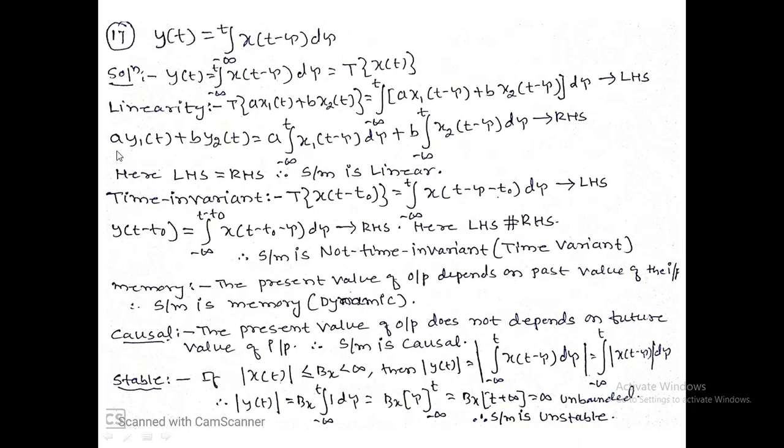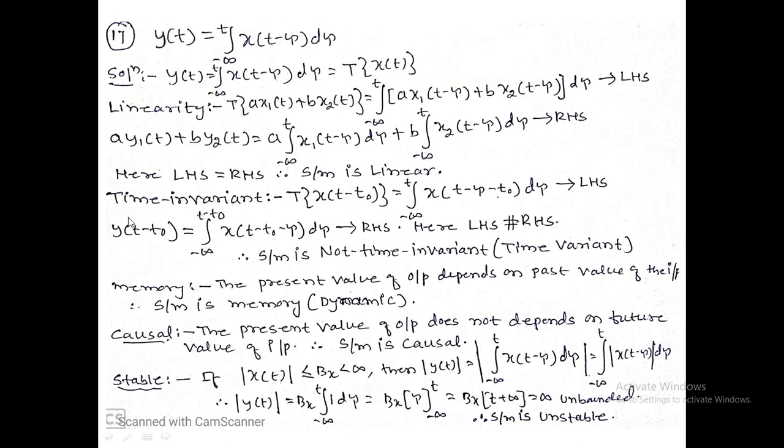Take the RHS of the linearity. a y1 of t plus b y2 of t is equal to a times y1 of t, which is here x1, plus b times y2 of t, which is here x2. That is a times the integral from minus infinity to t of x1 of (t minus tau) d tau, plus b times the integral from minus infinity to t of x2 of (t minus tau) d tau. This is the RHS. Comparing LHS and RHS, both are the same. Therefore, the system is linear.